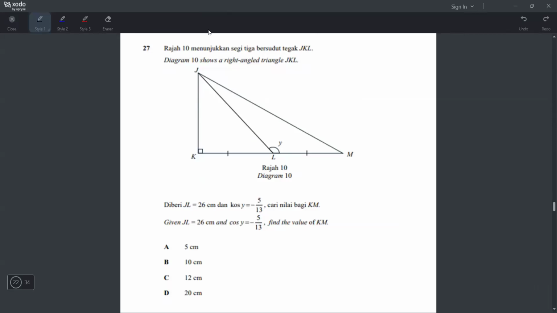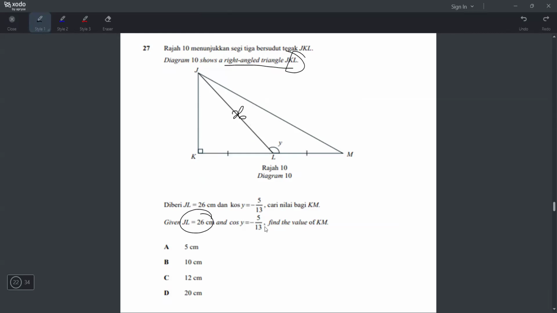Okay, number 27. Diagram 10 shows a right angle triangle JKL. So when you see right angle, you have to think about Pythagoras theorem and you also have to think about SOHCAHTOA, the trigonometry, sine, cos, tangent, right? Because that's the two formulas that you can use for right angle triangle. Okay, so now they already said given JL is 26. Label this JL mana? Sini 26. And do you realize this is actually the hypotenuse for this triangle, right?